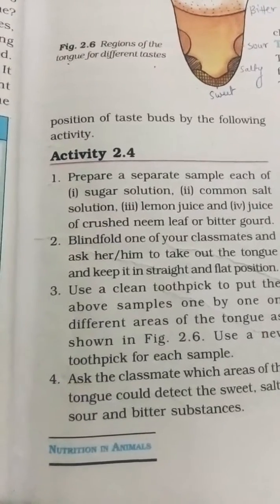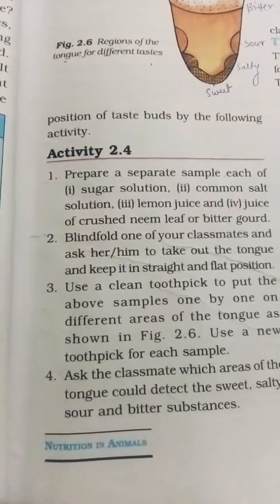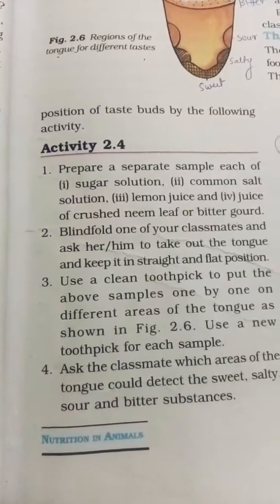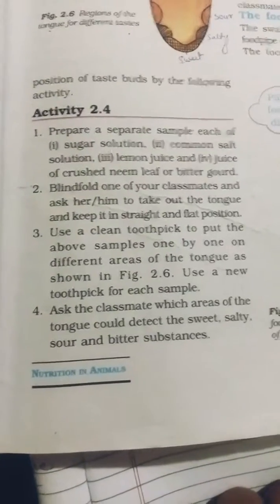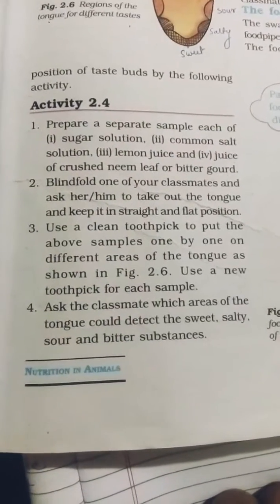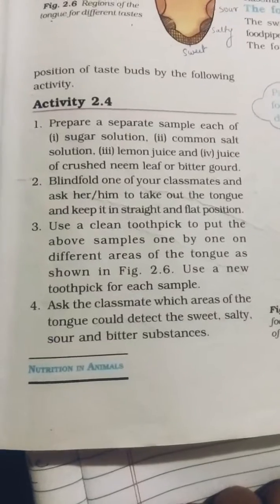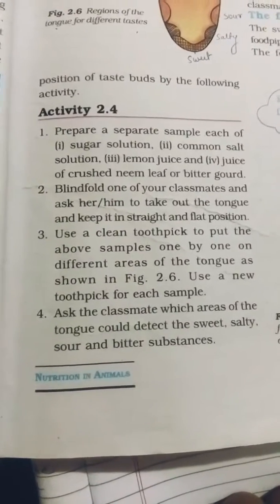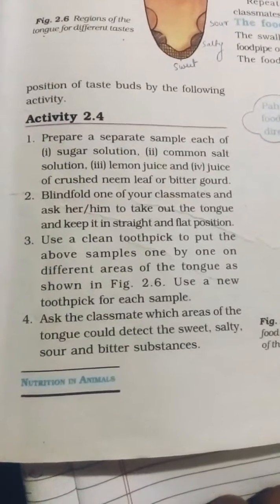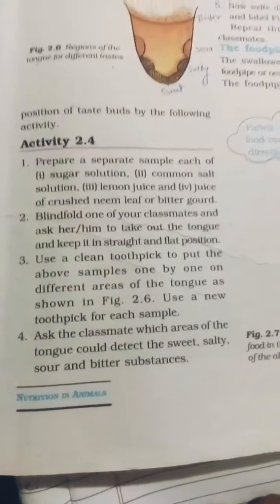First put sugar solution, then common salt solution, then lemon juice, and then juice of crushed neem leaf or bitter gourd, okay. Now ask your classmate which area of the tongue could detect the sweet taste, which area could detect salty taste, sour taste and bitter taste, okay.